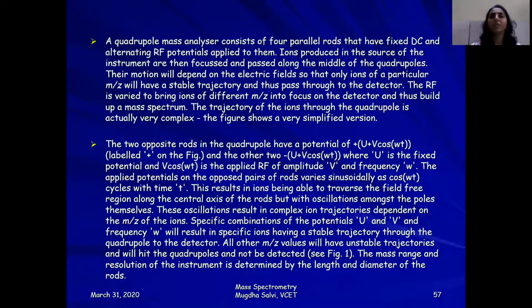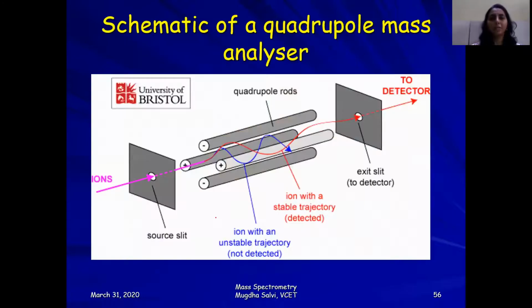Now the next one is the quadrupole type of mass spectrometer or mass analyzer. In the diagram, we can easily see that the ions are entering through the source slit. When they enter, there are 4 poles, or 4 rods, to which signals are applied on opposite sides. So what happens is that all the ions that enter will oscillate between these.